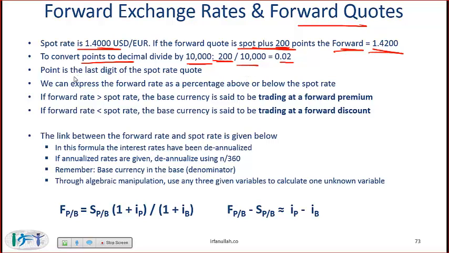Just to make this clear, the point is the last digit on the spot rate quote. So if your spot rate quote has 4 decimal places, then the last decimal place is the point. If you are given 1.4000 and I say that the quote has gone up by 2 points, that means that the spot rate is 1.4002. In a currency pair such as yen to dollar, where you have 100.50, for example, 2 decimal places, then the point would be the second decimal place.